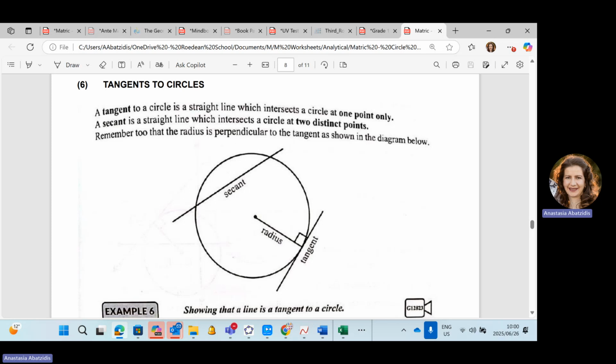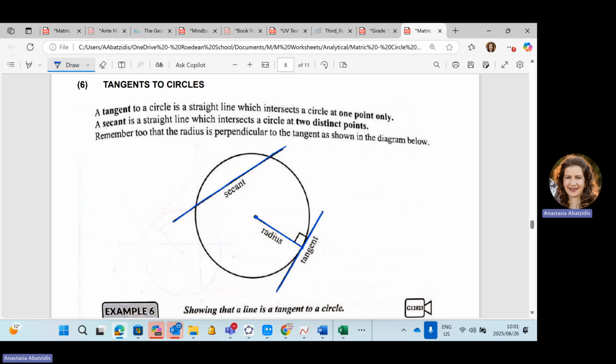Tangents to circles. So you know from circle geometry that a tangent touches a circle at one point. And that a secant is a chord that sticks out on either end of the circle. Okay, so with circle geometry in analytical, we now need to find the equation of the tangent to the circle. How that relates to circle geometry is that the radius and the tangent are perpendicular.